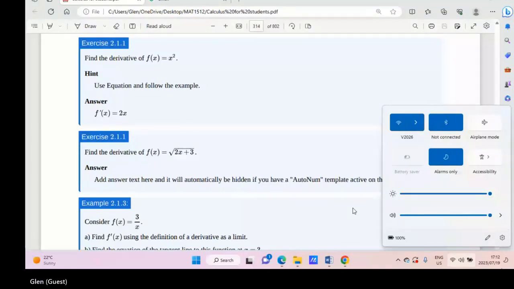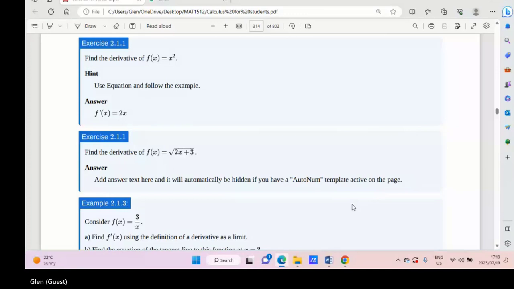Now, Tando. Yes, what did you get? -3 over x squared. -3 over x squared. Are you sure? Yes. I've got a different answer here. Rio, what did you get, my brother? So I got -3 over x squared.